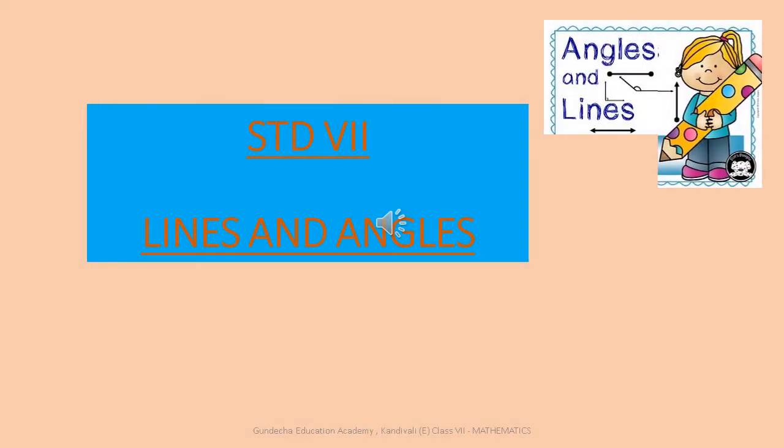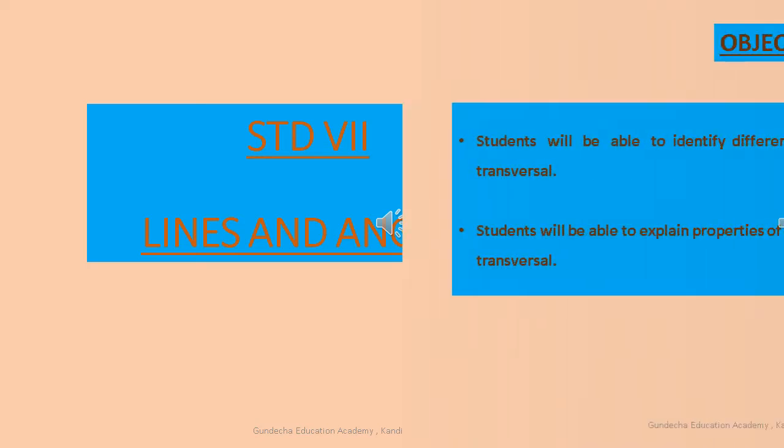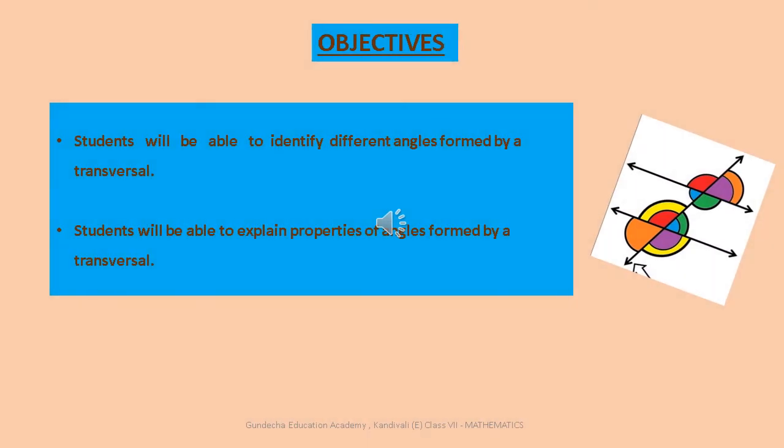Standard 7, Lines and Angles, Chapter 14. While doing this chapter, students will be able to identify different angles formed by a transversal. They will also be able to explain properties of angles formed by the transversal.